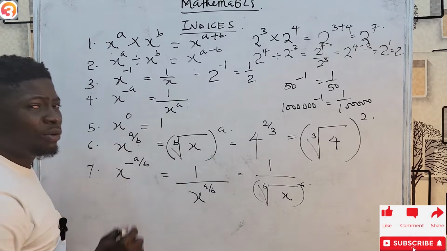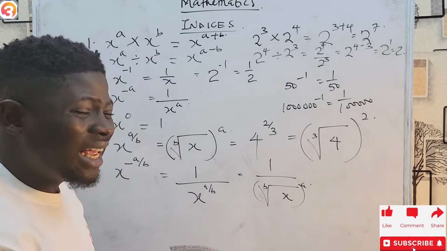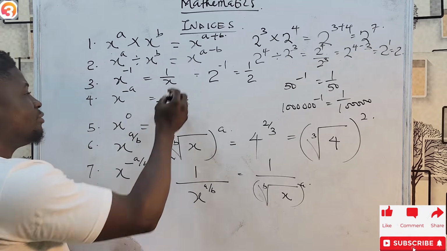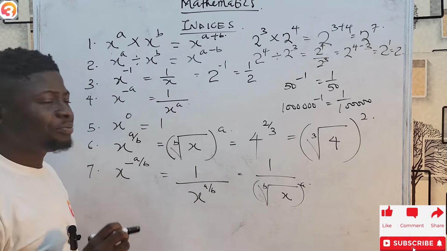The same thing goes for x raised to the power minus a. This minus is 1 over. So that is 1 over x raised to the power a.